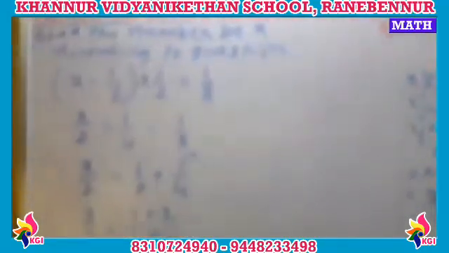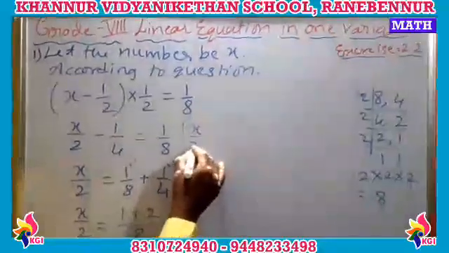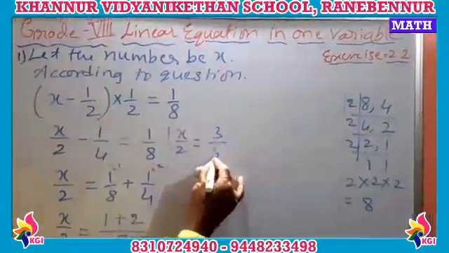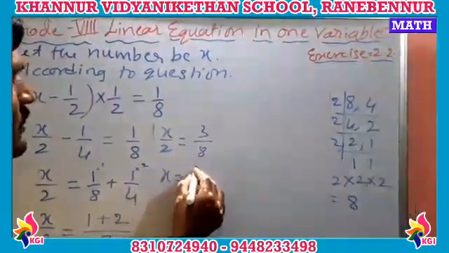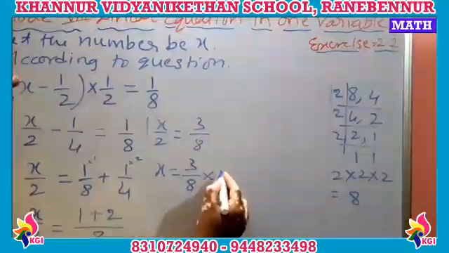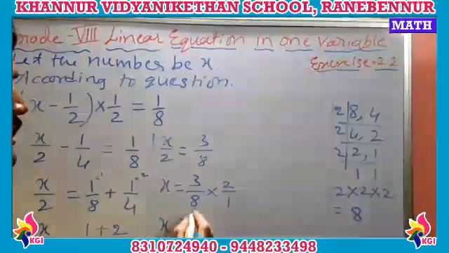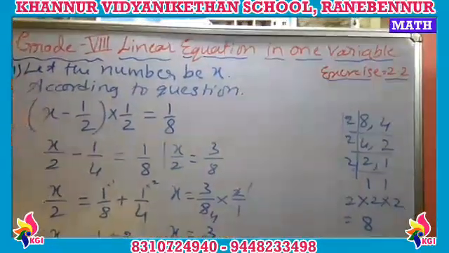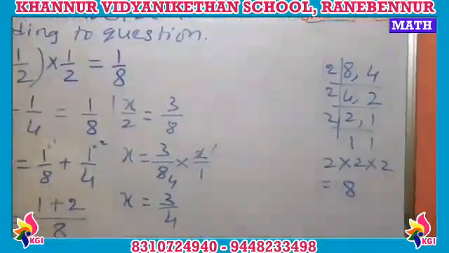So then what am I going to get over here? I am going to get x by 2 is equal to 1 plus 2 is 3 divided by 8. Okay. So I want x only, right? So then x is equal to 3 by 8 as usual I will take. The denominator goes to the numerator. That will become 2 divided by 1. So x is equal to 2 1s are 2, 4 1s are 4. That will be 3 divided by 4. So the answer for this is 3 divided by 4.